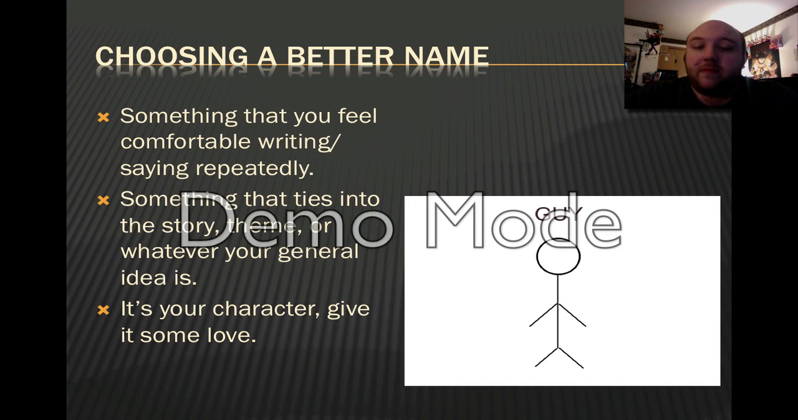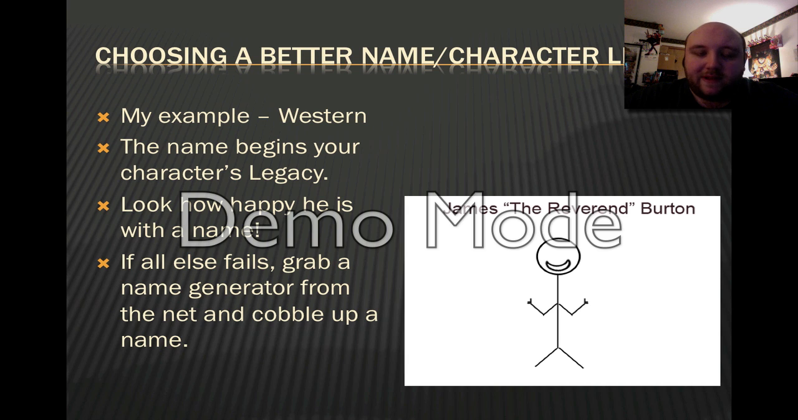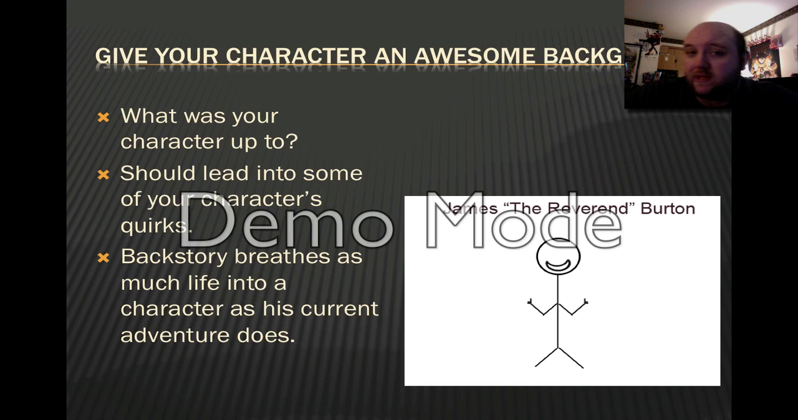Alright, first we need the better name. This needs to be something that you really like to write or say a lot, because you're going to be writing and or saying it a lot. You want the character's name to tie into the story or the general theme. You don't want to give him some weird futuristic alien name if it's not a weird futuristic alien story. For my example, I'm going to be doing a Western character, and I've chosen the name James the Reverend Burton. It's a Western sounding name, and he seems pretty happy with it, so we're definitely going to go with that. I think we can build something really good with that. And that's level 2. He's got his good name.